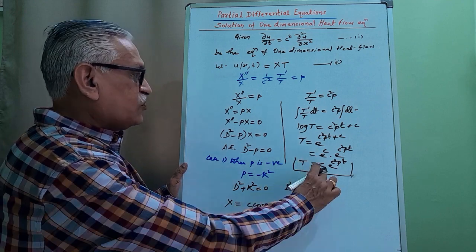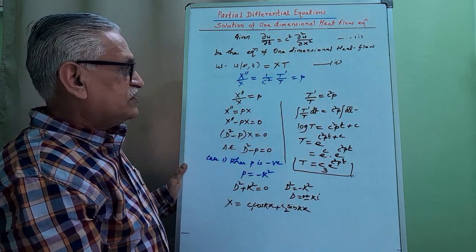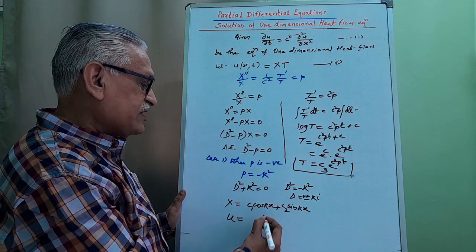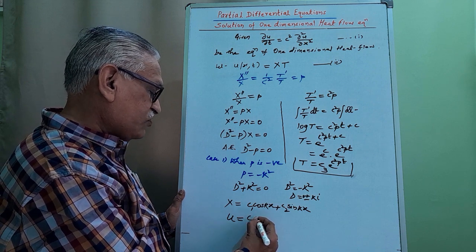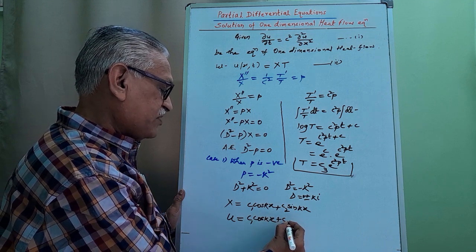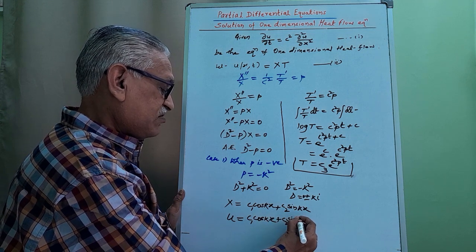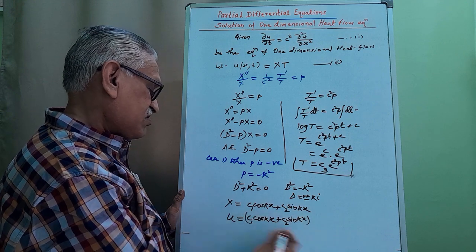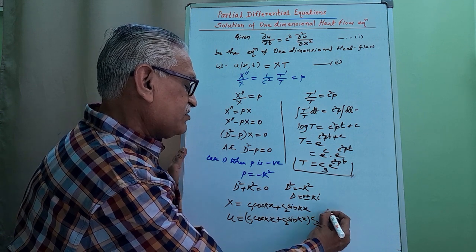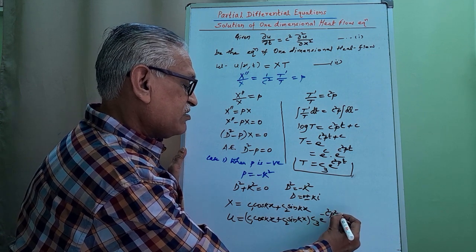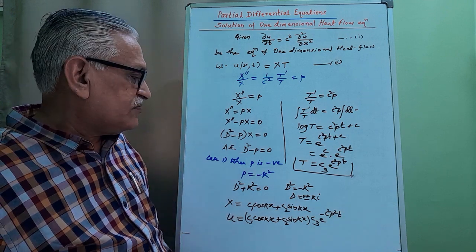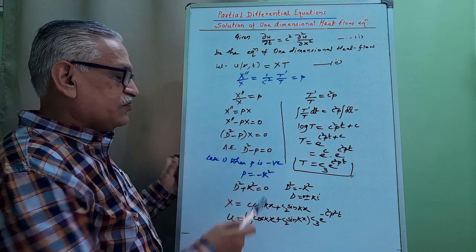And therefore combining these two in equation 2, we get that solution as u is equals to capital X into capital T. The value of capital X is c1 cos of kx plus c2 sin of kx, multiplied by c3 e raised to minus c square p square t, as one of the solutions when p is negative.